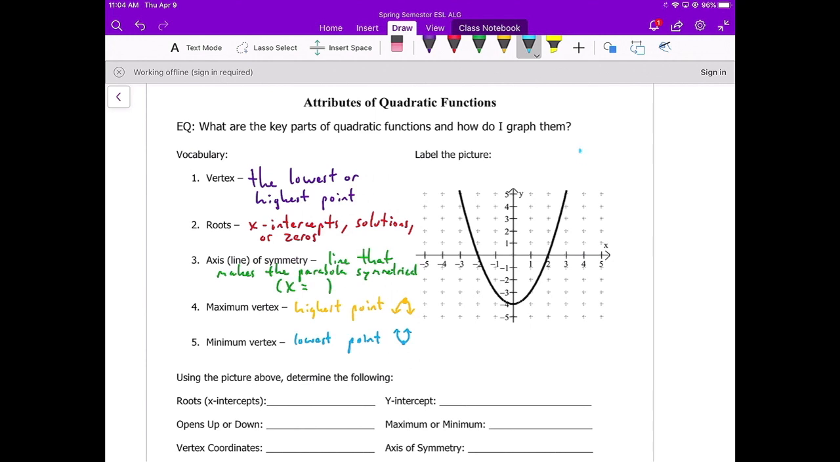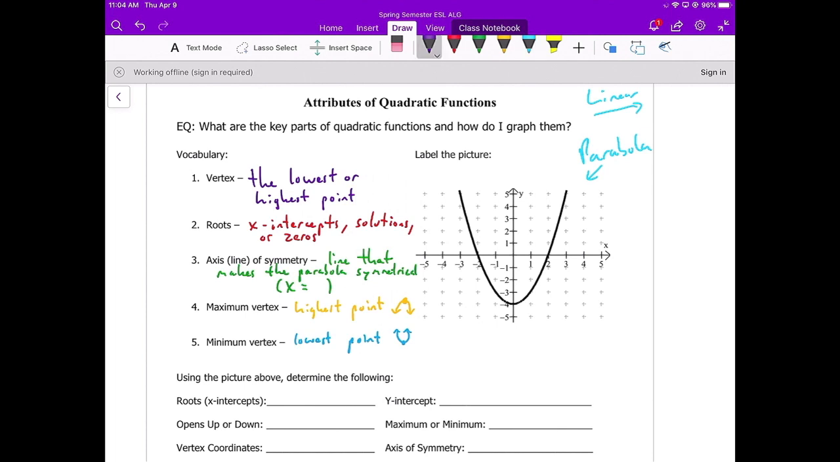Let me write the word parabola here. That's what that is. A U shape is a parabola. So basically, what we've worked with up until this point are linear functions. Those create lines. Linear is pretty straightforward. Linear means it makes a line. And parabolas make a U shape. Quadratic functions make parabolas.